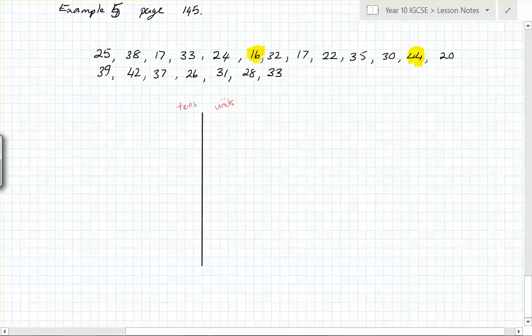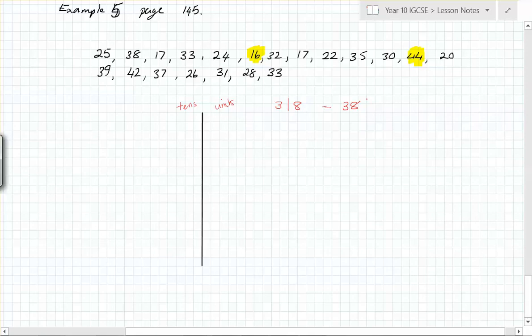Now what I should always do with a stem and leaf diagram is write that down. So I'm going to pick a number, so I pick this one and just write 3, line, 8 equals 38. That's what it means.